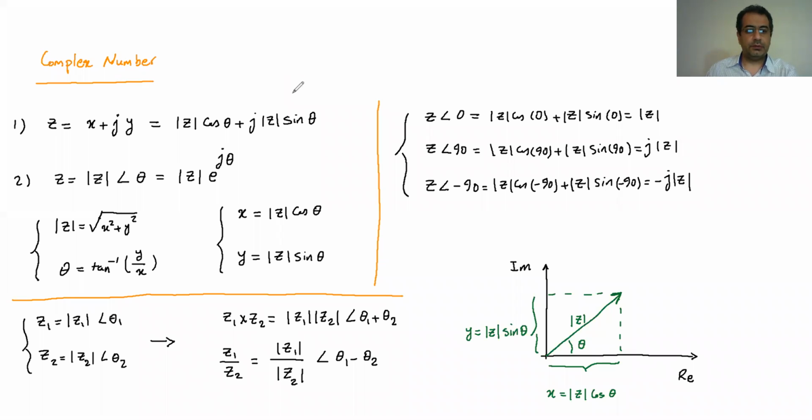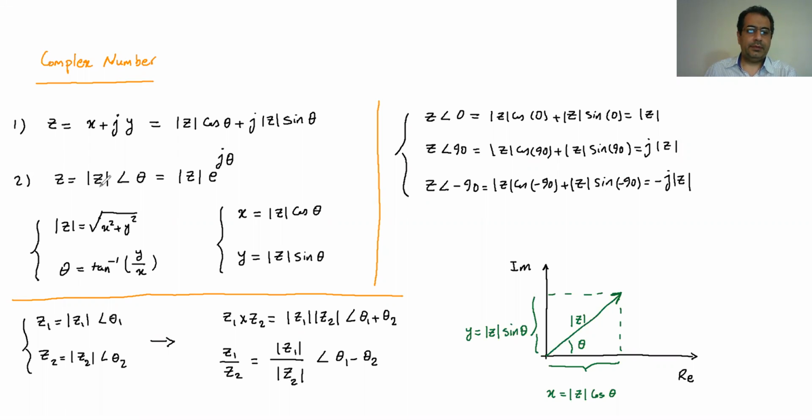Today, I'm just going to give a very quick review of what we talked about last time before continuing to the next topic. As we talked about last time, we usually write the complex number either in rectangular form, x plus j y, or again like that: z cosine theta plus j z sine theta.